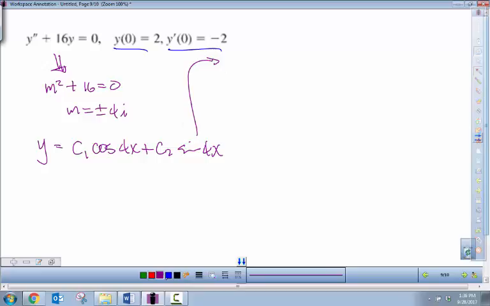All right, now let's put in our initial conditions. We need y prime to figure out our initial conditions. So the derivative of cosine is negative sine, and there's a 4 that comes out. So negative 4c1 sine 4x plus positive, the derivative of sine is positive cosine, right? 4c2 cosine 4x.